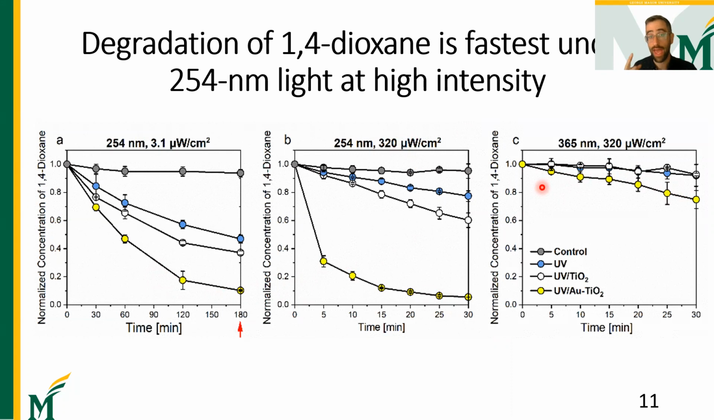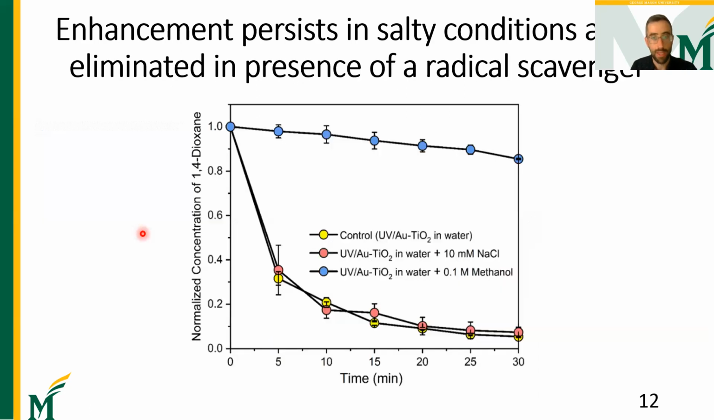First is that the wavelength absolutely does matter. And second, unsurprisingly, the degradation is faster in the presence of higher intensity light, particularly in the case of panel B, where the normalized concentration is below 10% after 30 minutes compared to 3 hours at the lower intensity, even with the 254 nanometer light.